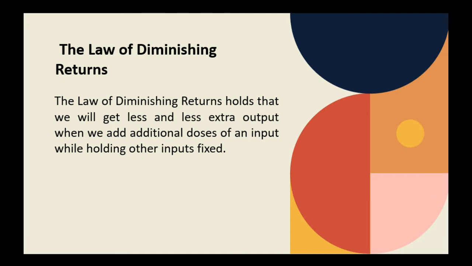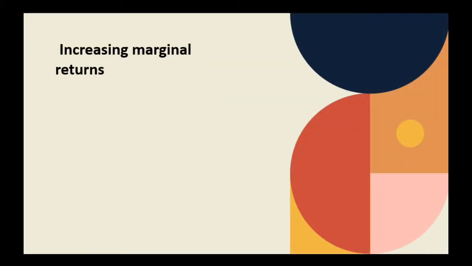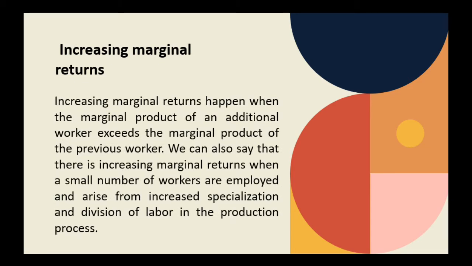And if your company found it profitable to increase output still further, it would keep hiring workers even though their returns were diminishing. Increasing marginal returns happen when the marginal product of an additional worker exceeds the marginal product of the previous worker. We can also say that there are increasing marginal returns when a small number of workers are employed, and they arise from increased specialization and division of labor in the production process.